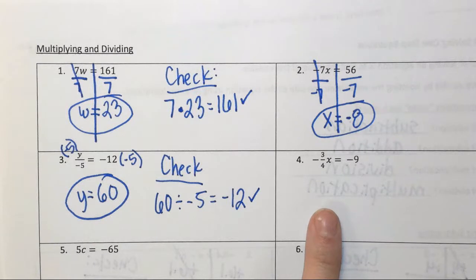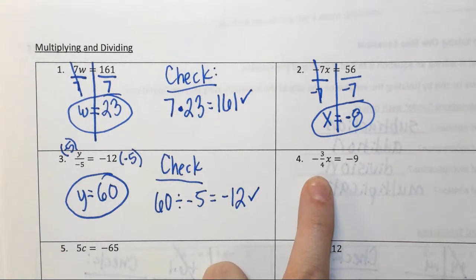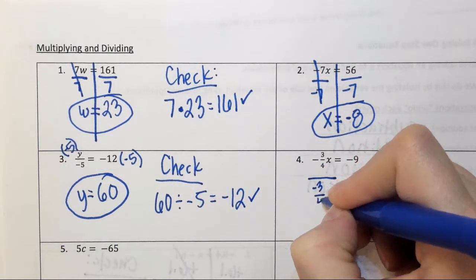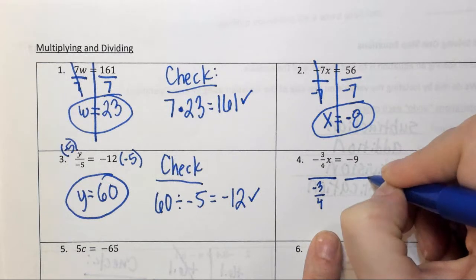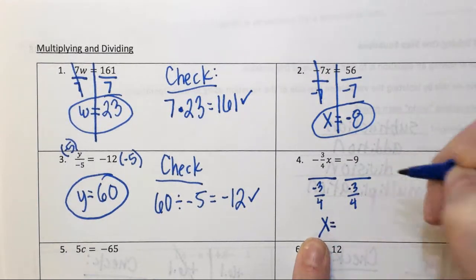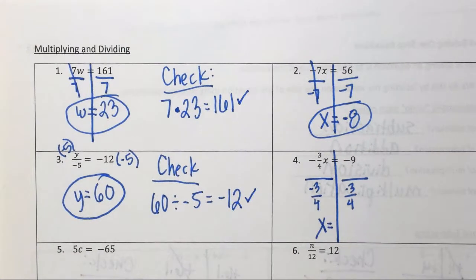Okay, number 4. There are a couple ways that you can do a problem like number 4. The easiest way for us to do it probably is to just divide by negative 3/4. So you can write it this way. Divide by negative 3/4, divide by negative 3/4. So negative 9 divided by negative 3/4.